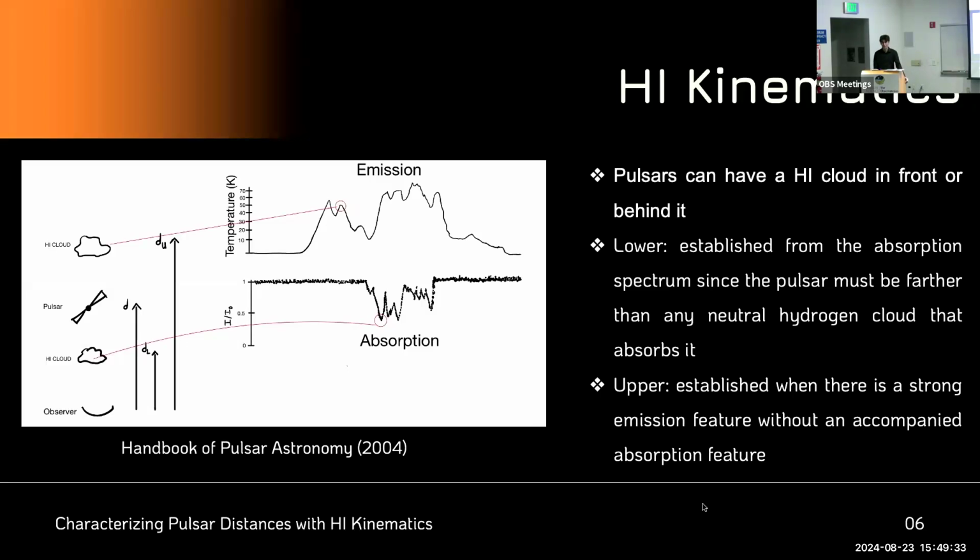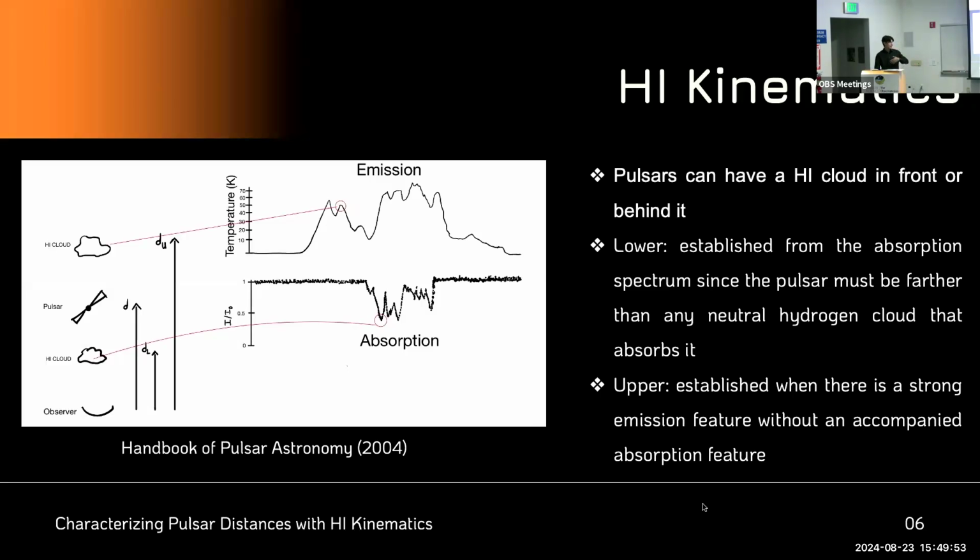You may be asking, how do we even determine whether we have these H1 clouds on the line of sight of the pulsar? Well, we can establish whether we have a lower bound H1 cloud when we look at the absorption spectra of the pulsar and see a deep enough absorption feature. That means the H1 cloud is at least absorbing something from the pulsar.